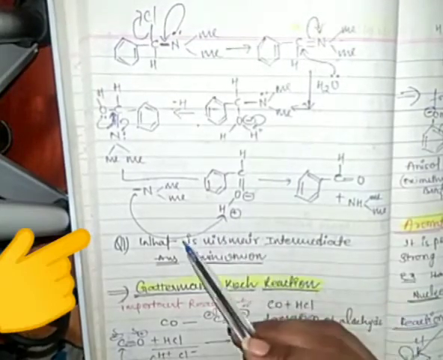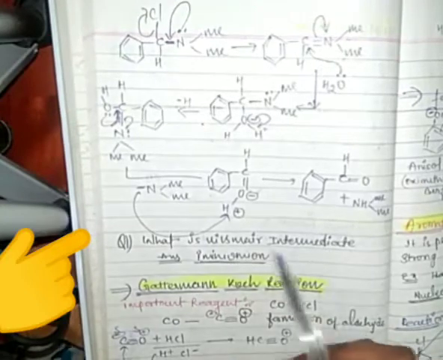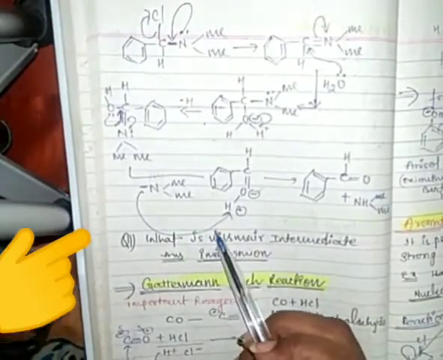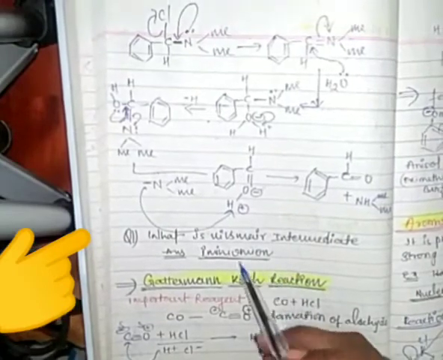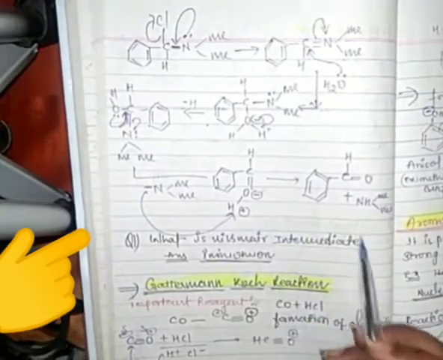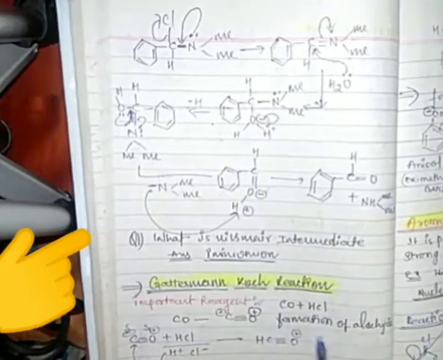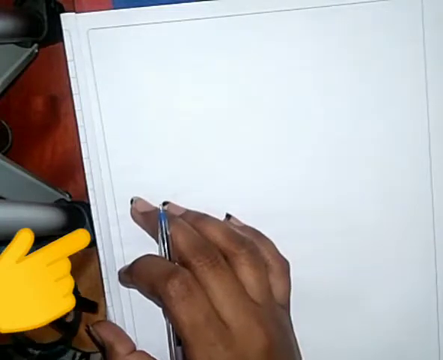The question: what is the Vilsmeier intermediate? So our answer is iminium ion. The intermediate of the Vilsmeier reaction is iminium ion. Here I draw the whole mechanism of the Vilsmeier reaction. So let us start.